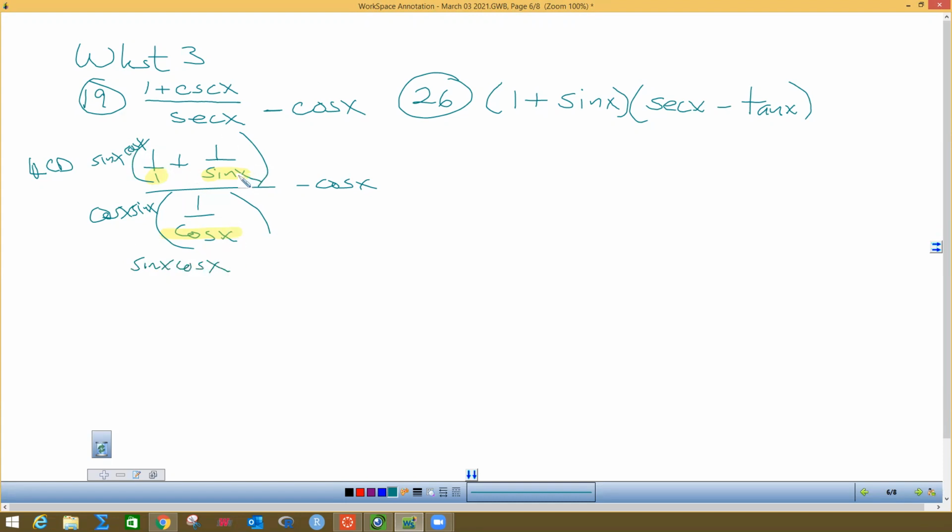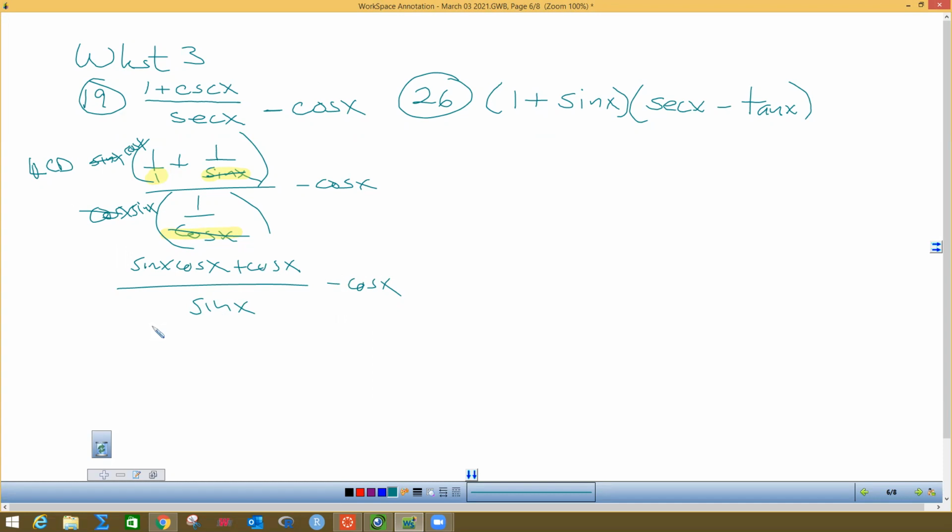When I distribute it over to this part, this sine will reduce with this sine, and I'll have plus cosine x. And then down here on the bottom, when I just take this times this cosine, that cosine and that cosine reduce, and I'll have that over sine x. And I still have minus cosine x over here.